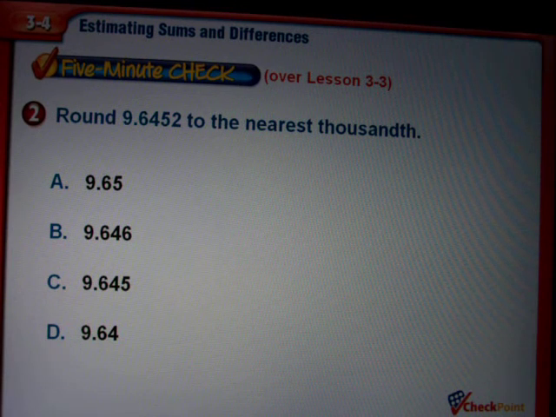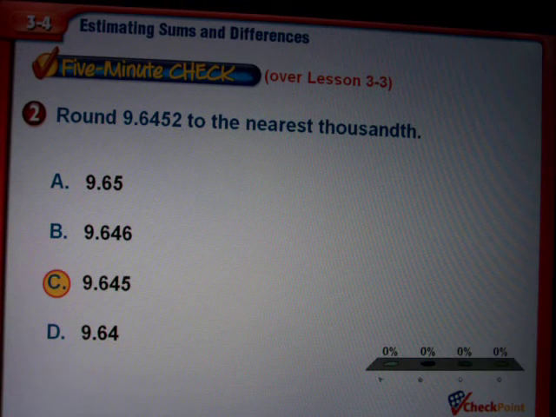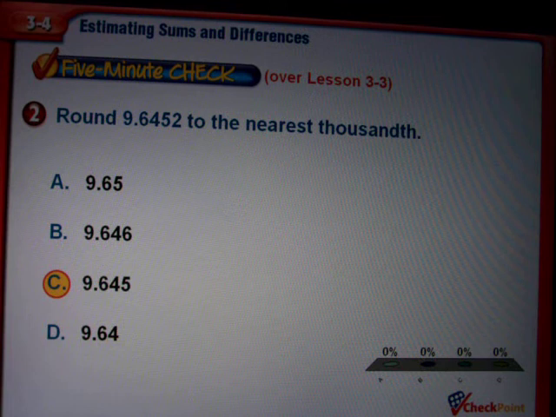Is it A, 9 and 65 hundredths, B, 9 and 646 thousandths, C, 9 and 645 thousandths, or D, 9 and 64 hundredths? And your answer is C. Hopefully you were able to figure out it was between B and C based on just how I read the numbers.